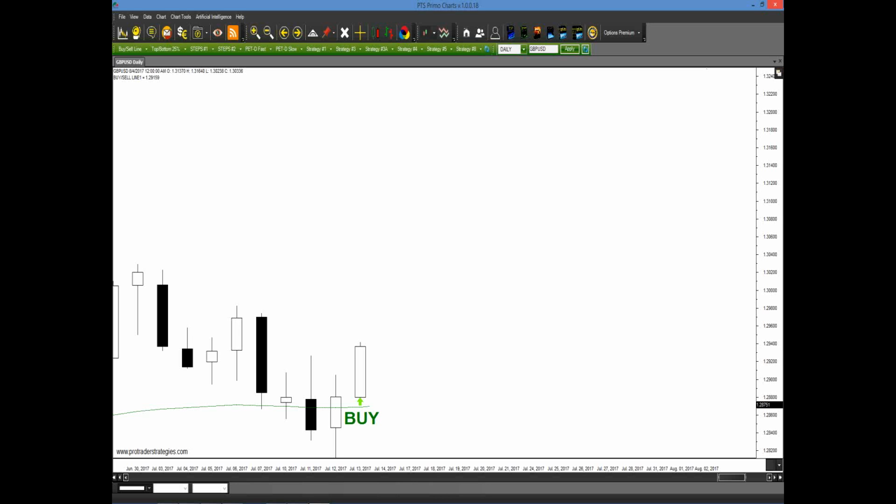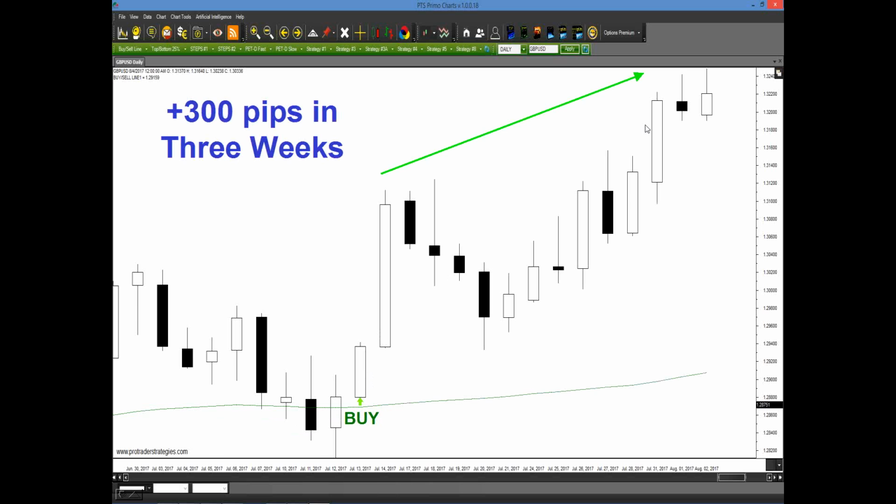Here's a chart in the British pound. As you can see, we're above the 50-period moving average. Even though we had one close below, that's not enough for us to say that it's going lower. And a valid buy signal was generated right here. And this was in July, 300 pips to the upside in just 3 weeks on a strategy number 4 buy signal.